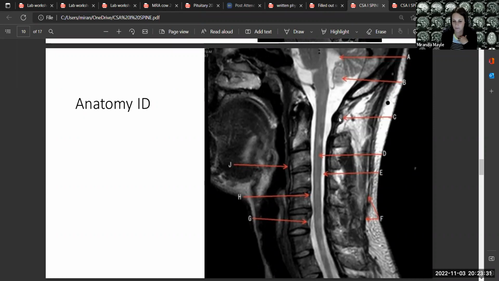So posterior arch of C1, what is D? Spinal cord. Good, easy one, right? What is E? Cerebral spinal. CSF, perfect. Now we're gonna get into some ligaments. And this is where it gets tricky with the spinal canal anatomy because a lot of times these ligaments get really confusing. There's so many.